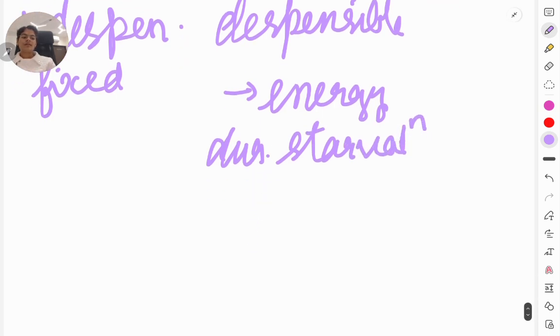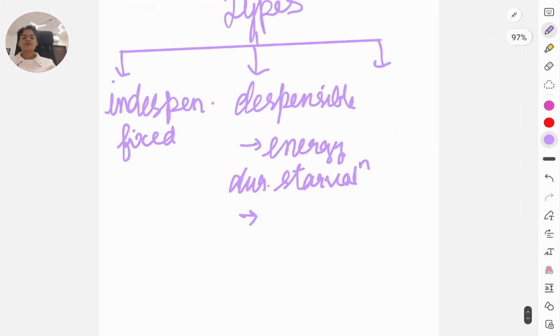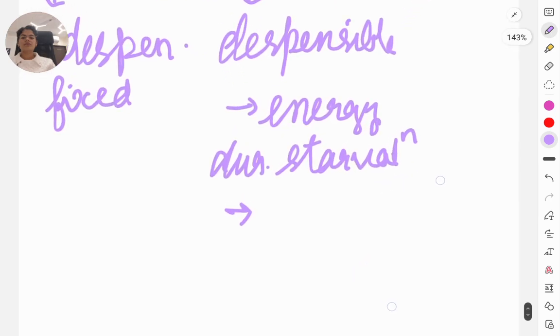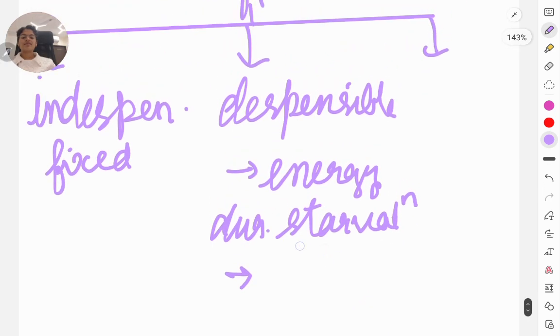Right. Then there is a breakdown of endogenous protein, in the case of, like, from the skeletal system, skeletal muscles or glands. Whenever there is a starvation, the energy is provided by this dispensable. They help.